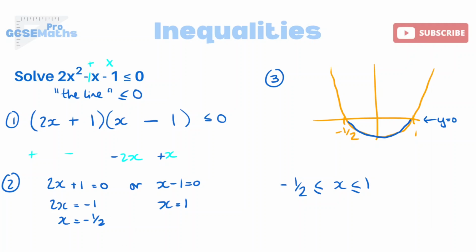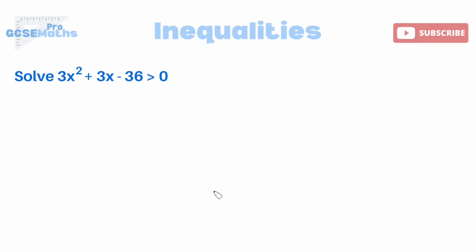separately to inequalities. Okay, feel free to pause the video, try this one out, because it's exactly the same thing. Obviously, again, it's just a harder quadratic to factorise. That's the only difference, okay? So give it a go, and now we're going to go through it.